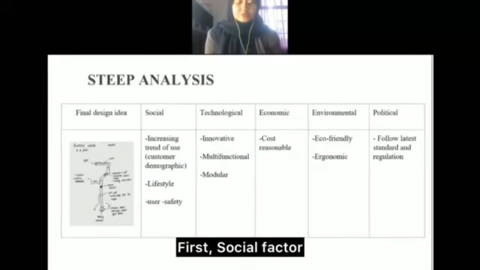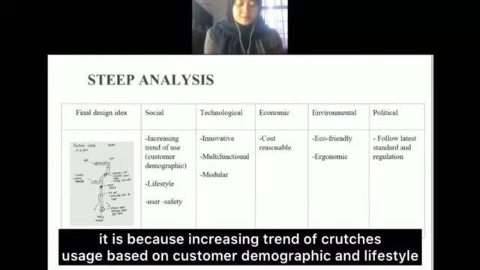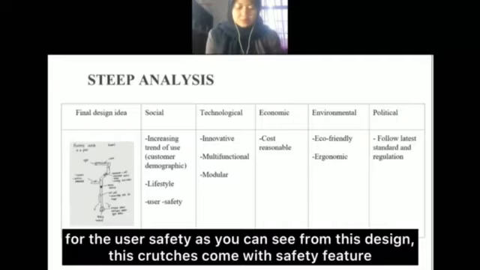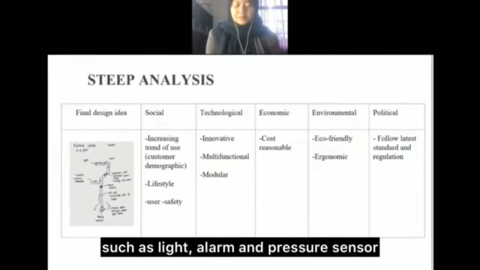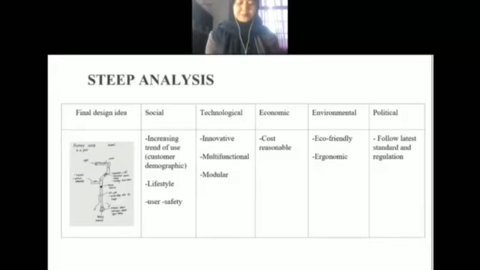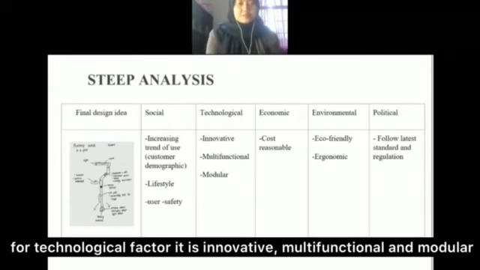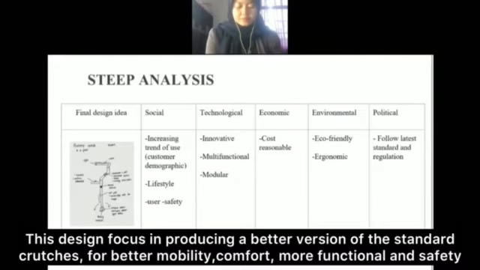First, social factor. It is because of increasing trends of views based on customer demographic and lifestyle. For user safety, you can see from this design, these crutches come with safety features such as light, alarm, and pressure sensor. For technological factor, it is innovative, multifunctional, and modular. This design focuses on producing a better version of the standard crutches for better mobility, comfort, more functionality, and safety.